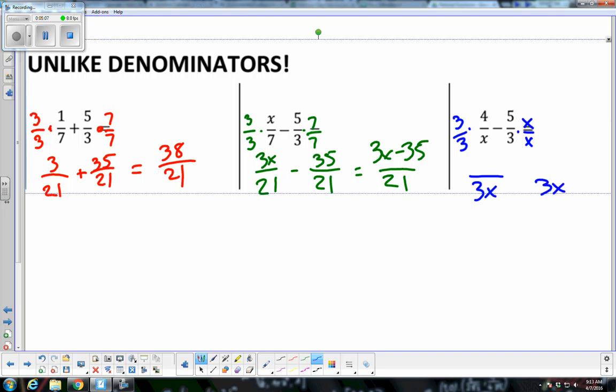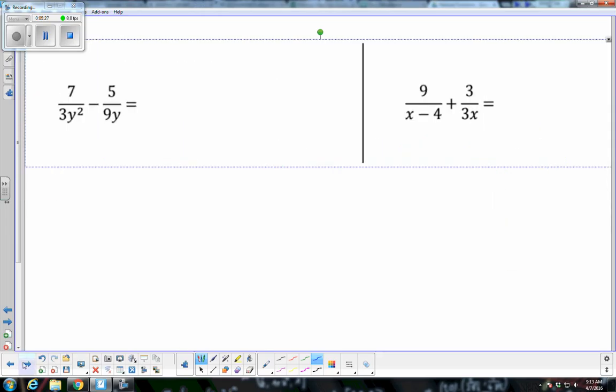And what I'll do is I'll have 3 times 4 is 12, and 5 times x is 5x. And if you keep the base, keep the bottom, 3x, and then 12 minus 5x. So 12 minus 5x. And yeah, you're done. Okay? So not too bad, not too bad. Some easy ones to get started with, unlike denominators. You've probably done those before. Now let's kind of get into some of the more difficult ones as we move along.